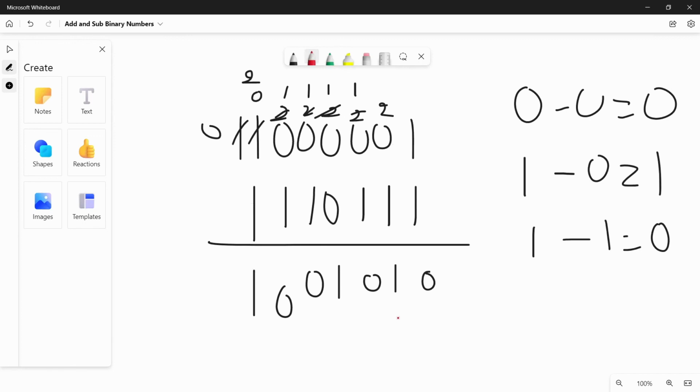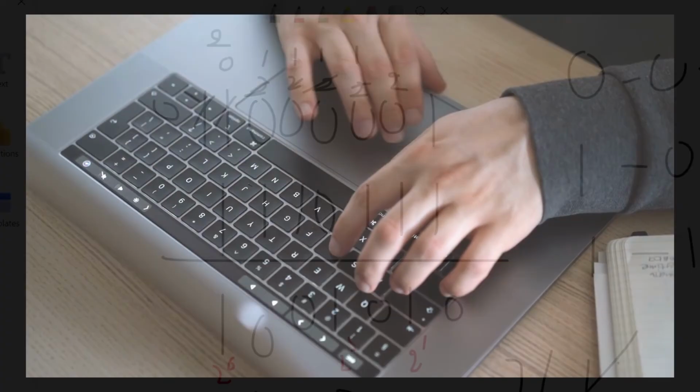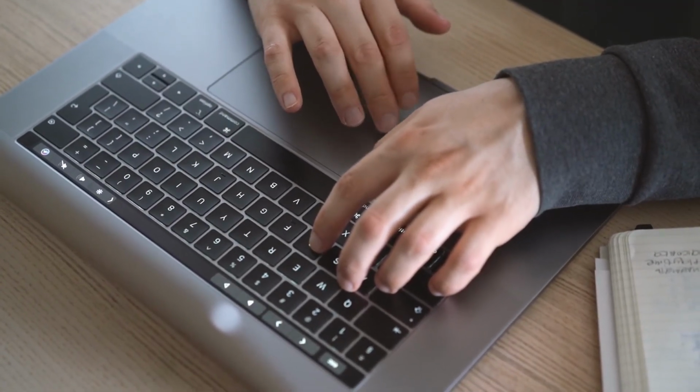Now, convert it to decimal. So, 64 plus 8 plus 2. Now 64 plus 8 is equal to 72, plus 2 is equal to 74. And that is it on how to add and subtract binary numbers.